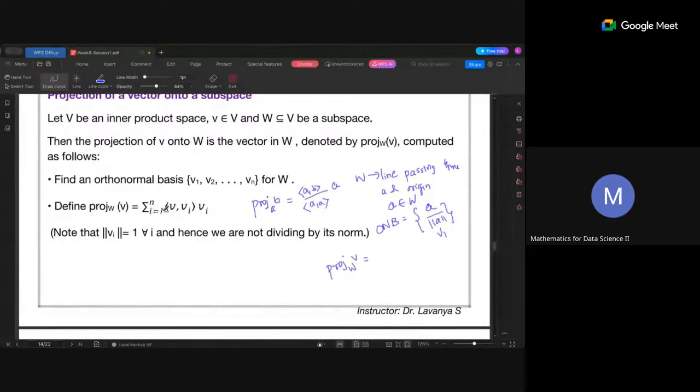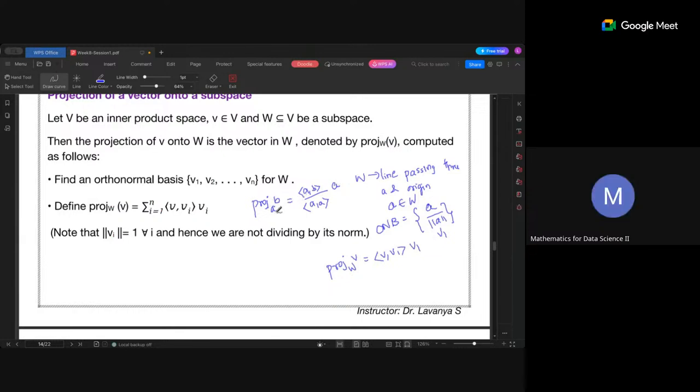You have only I equal to one, so you don't need the summation. Inner product of V with V1, into V1, and V1 is nothing but A by norm A. Did you get back the same? Yes, if you put B in place of V. Do you all understand what is going on? Can you repeat, ma'am? Yes.